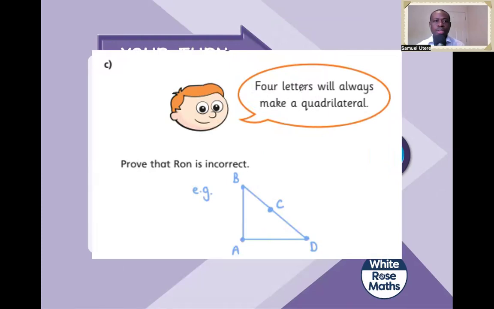And then next, for this one, for C, you were asked to prove that Run is correct. We could have 4 letters in a triangle. C could be the midpoint of line segment BD. Okay, so Run is not right.